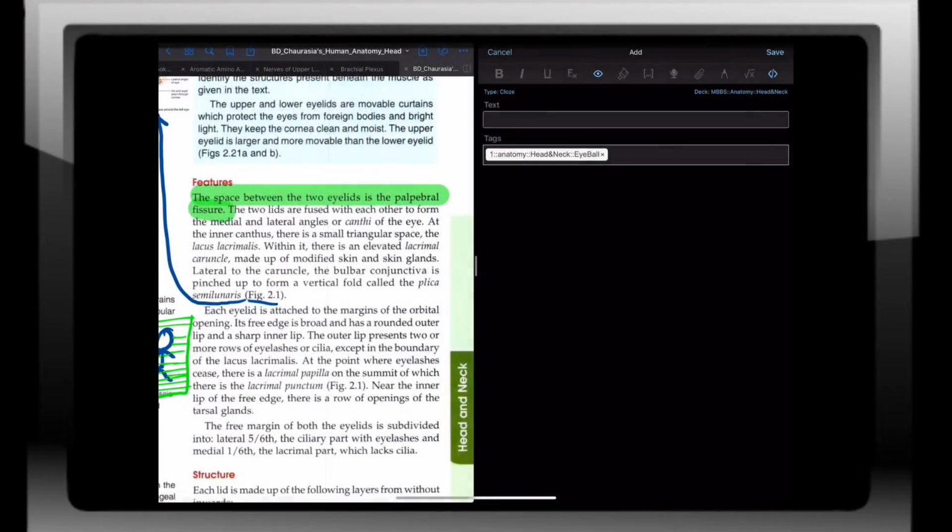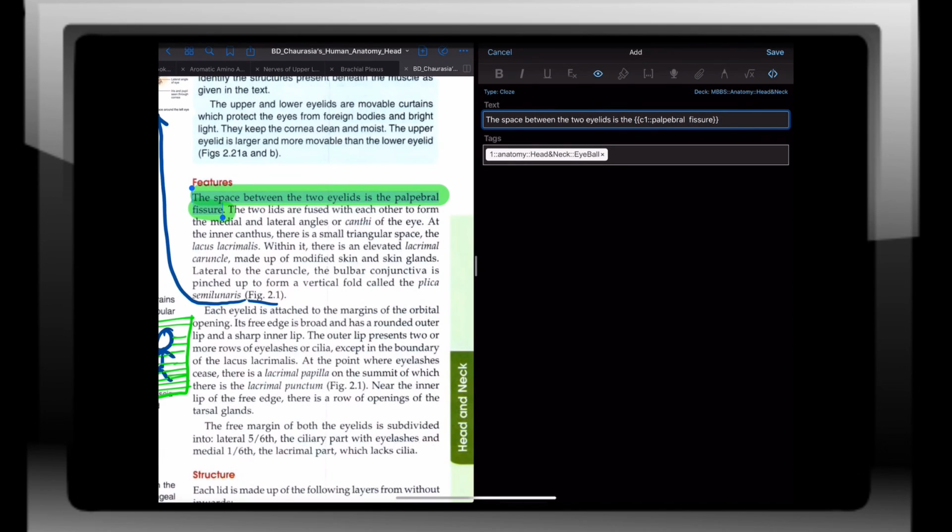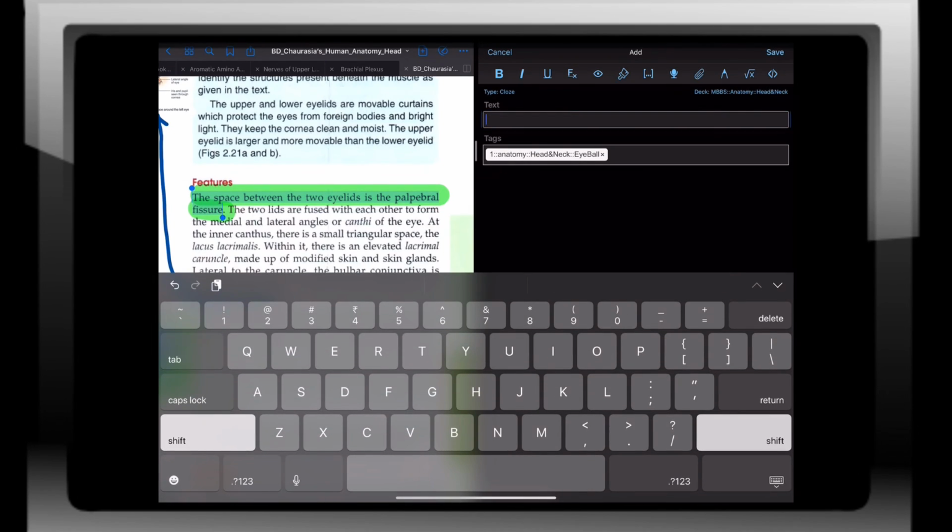Instead of talking about this, maybe I should show how you make a one-liner flashcard. Here you can see the highlighted portion which says the space between the two eyelids is the palpebral fissure. It is extremely simple. You're going to copy this and simply paste it here. This is a card already. So yeah, now we have saved the card also, and now we'll be able to attend this card in future.